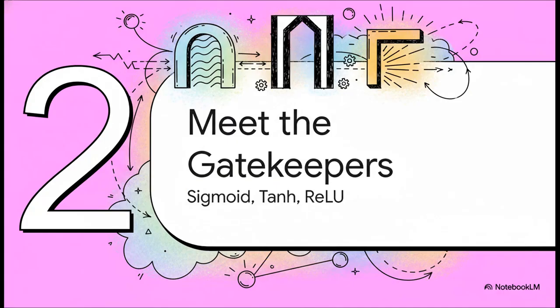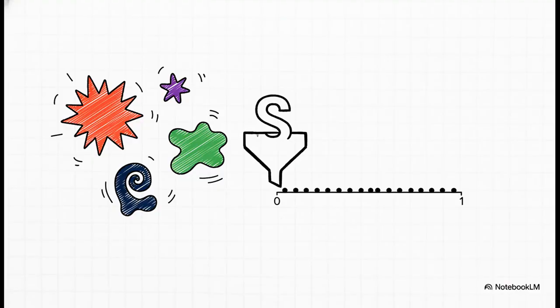Okay, so let's actually meet the three most common gatekeepers that are powering modern AI right now. Each one has its own personality, its own vibe, and a very specific job that it's just perfectly suited for. First up, we've got Sigmoid. This is one of the originals. Its job is super straightforward.